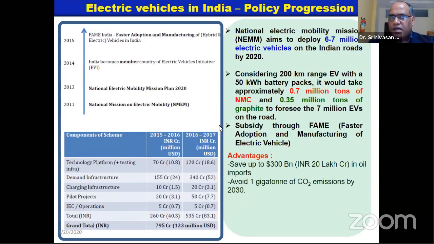Also, the electric mobility mission gives subsidy through FAME, which is called Fast Adoption and Manufacturing of Electric Vehicles. In the next slide, I will show you how much subsidy we get for four-wheelers and two-wheelers when using EVs. The important thing I want to highlight here is that once we achieve this target, for example 6 to 7 million electric vehicles, we can save up to nearly $300 billion, nearly 20 lakh crore, which we are spending on oil import. And we can avoid the release of 1 gigaton of CO2, which we are emitting. This is the advantage of implementing EV technology, particularly for the vehicle sector.